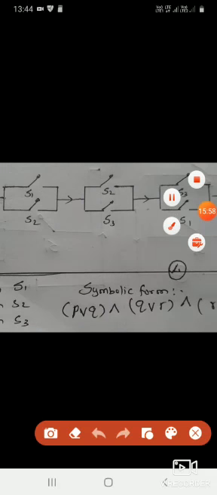Let us discuss another sum. See here, actually these three combinations are connected in series, but among these, S1 and S2, so first we will decide P, Q, R. First we will define what is P, what is Q and R. Now after defining P, Q, R, we are going to see this one.